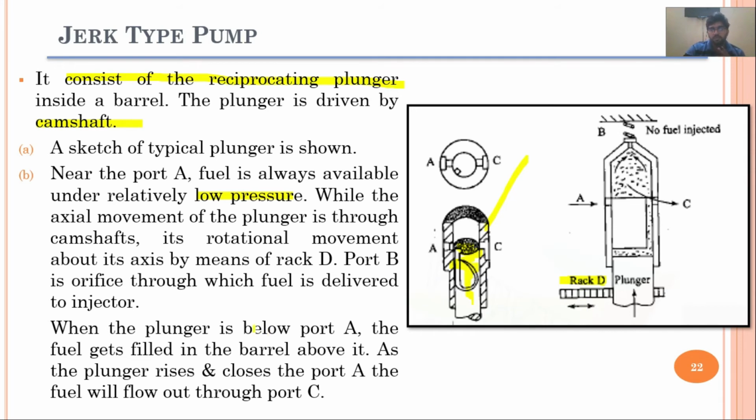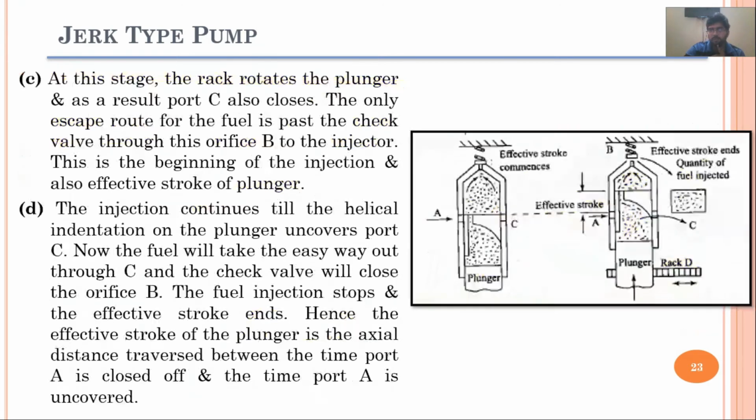When the plunger is below port A, this inlet port, fuel would be coming in and some of the fuel would be passing through the spill port as well. As the plunger rises, the port A is closed and now the fuel is trapped inside this chamber and will be pressurized until the spill port has been exposed.